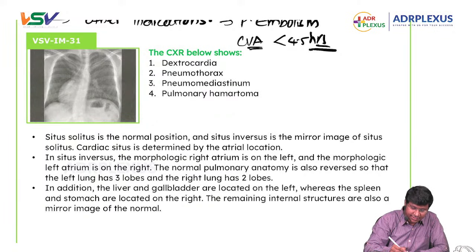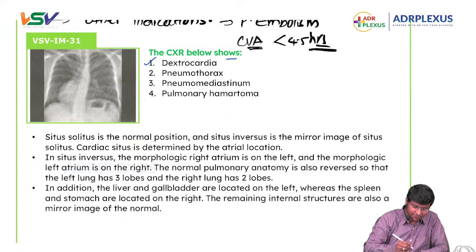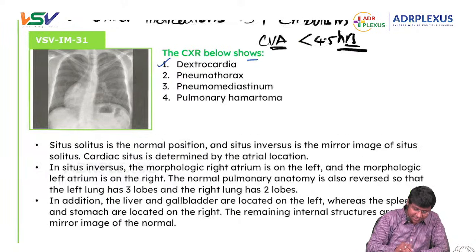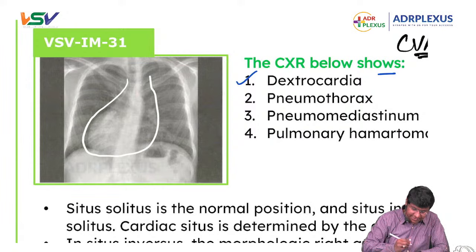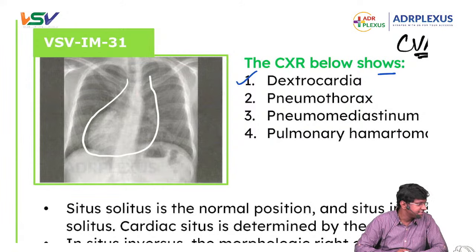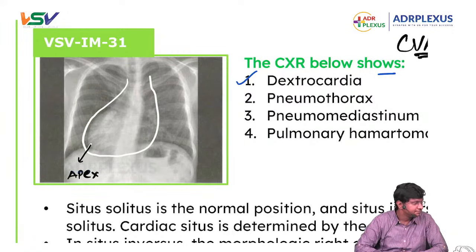The chest X-ray shown below is suggestive of dextrocardia, pneumothorax, pneumomediastinum, or pulmonary hematoma. So what will be the answer? Yeah, so this is suggestive of dextrocardia. You can see the cardiac border is completely towards the right side, which is suggestive that the individual has dextrocardia, and this is the apex of the heart, right?